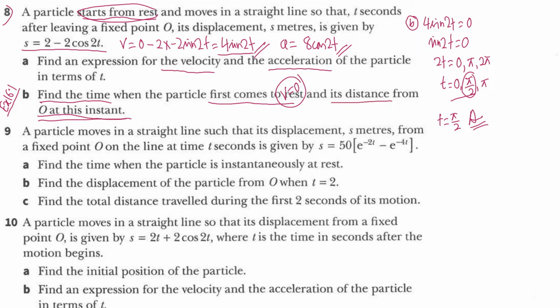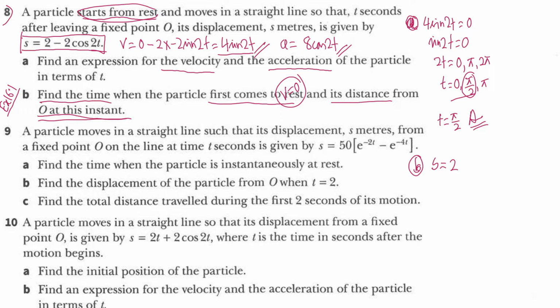Then the second question is the distance from O at this instant. So how to do that? We already have the expression for s. This first question is a, sorry, this is question b. In this expression we have to put the value t equals pi by 2. This displacement is then converted to the distance.